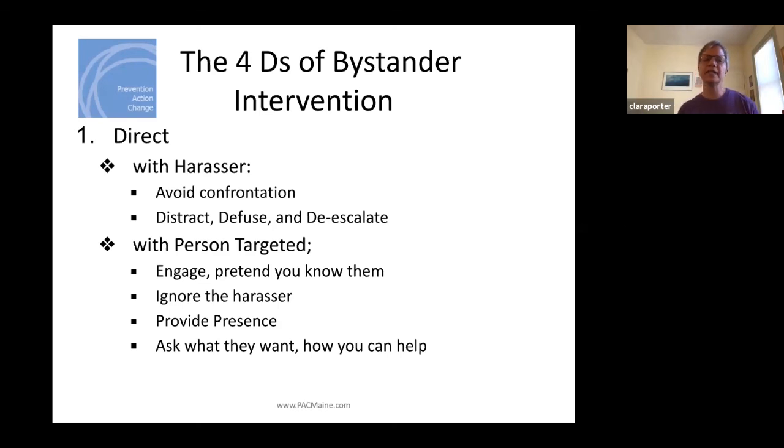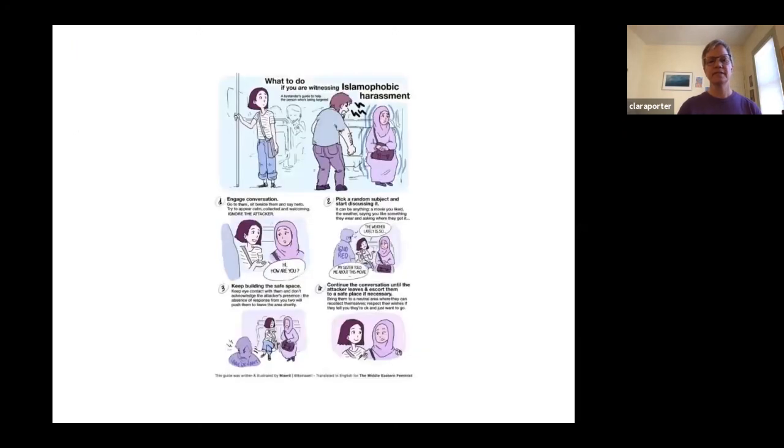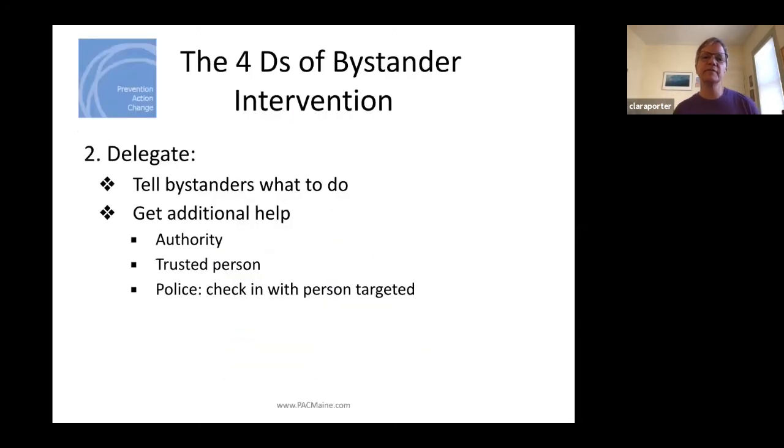So with the person targeted, providing that presence, ask what they want, how you can help. Is it okay if I sit with you? Maybe you can engage them in conversation. I know some high school students on a bus who just engaged another high school student who they didn't actually know about math homework. And that interrupted what was happening. So you're looking for opportunities to interrupt the harassment. That's a nice little clip that we sometimes use.